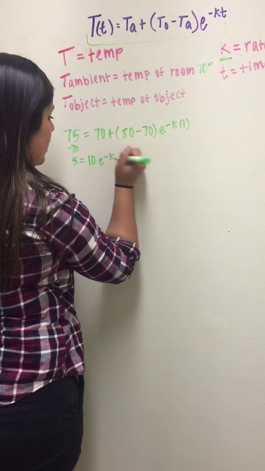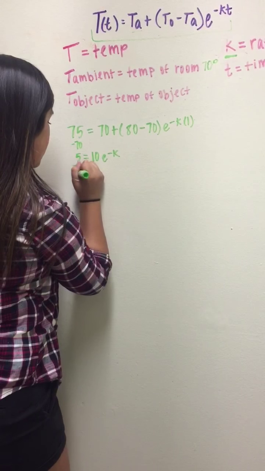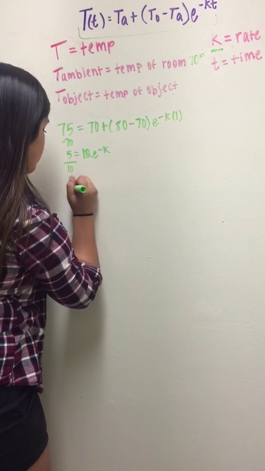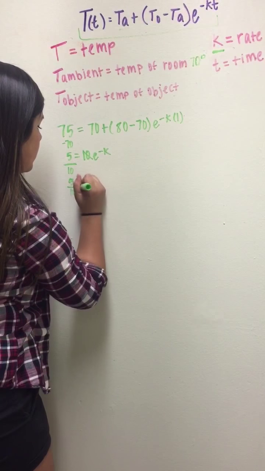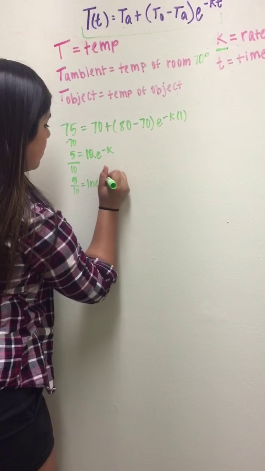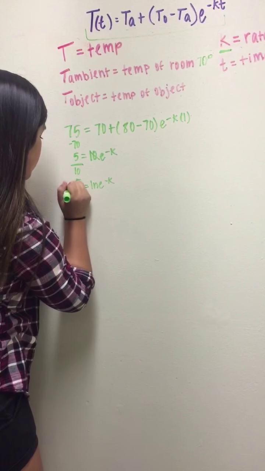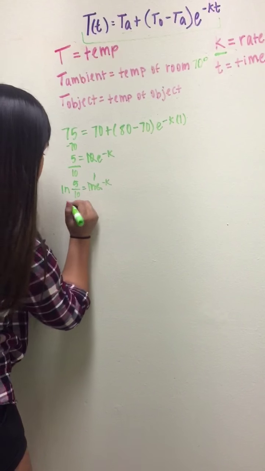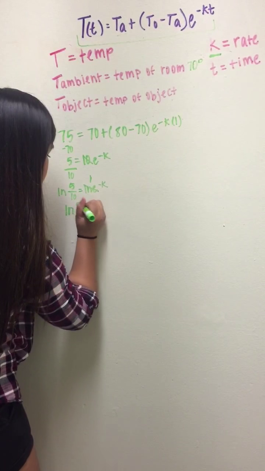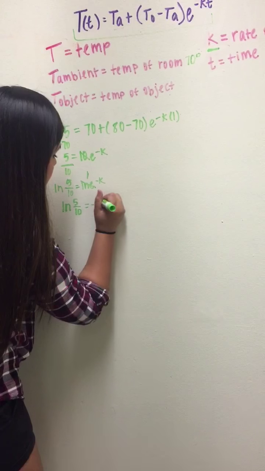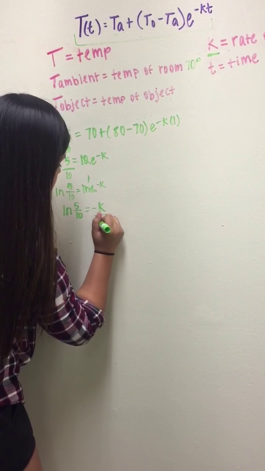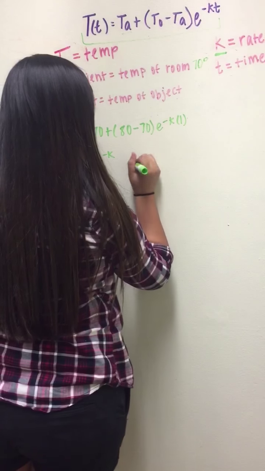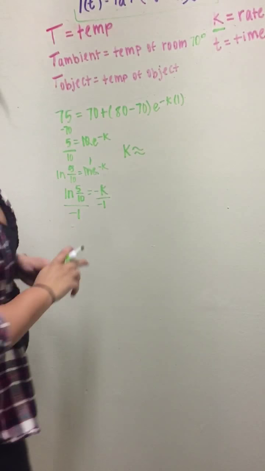E to the minus K. So now we need to divide by 10 to get rid of that over there. And then we also need to get rid of E. So we're going to go 5 over 10 equals ln E to the minus K. And since we did ln over here, we need to do it over here. So now that's going to equal 1. So we have ln 5 over 10 equals negative K. So we need to divide by 1 on both sides to find K.